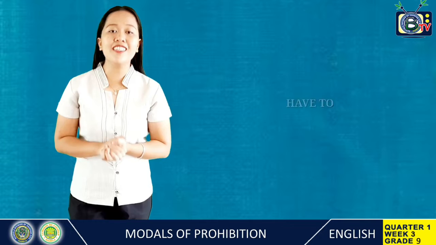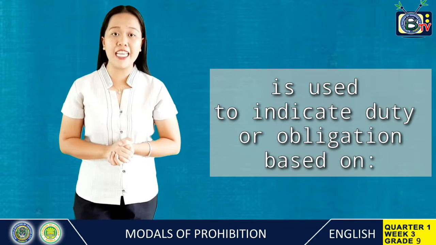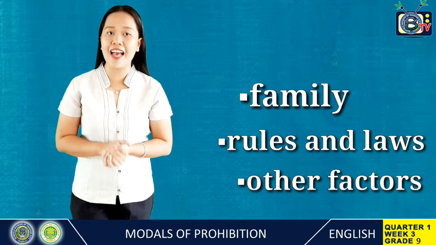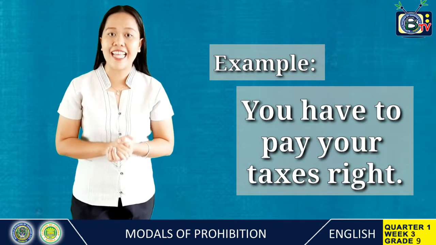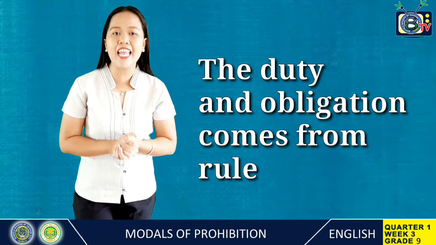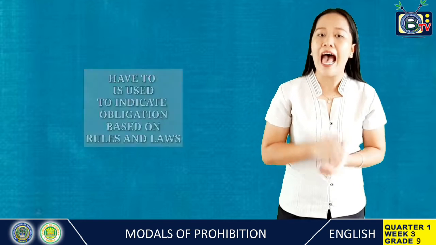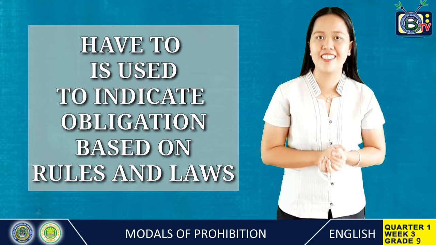Let's have the modal have to. Have to is used to indicate duty or obligation based on work, family, rules or laws, and other factors. As for the example, you have to pay your taxes right. In this particular example, the duty and obligation comes from rules and laws. Remember, have to is used to indicate obligation based on rules and laws.